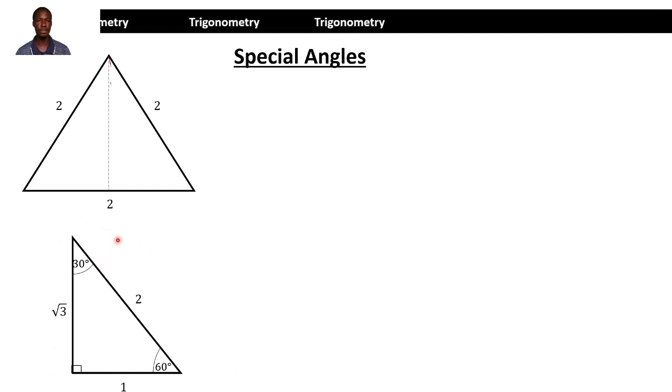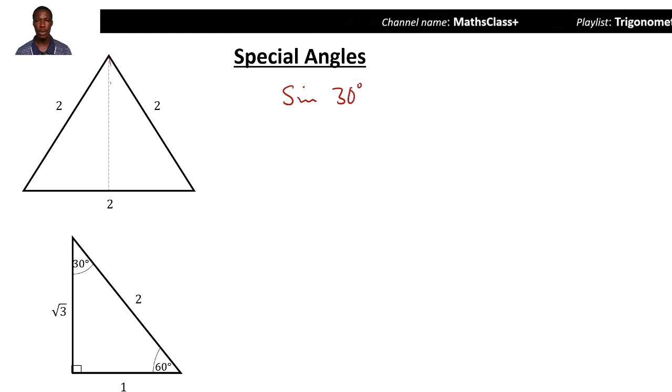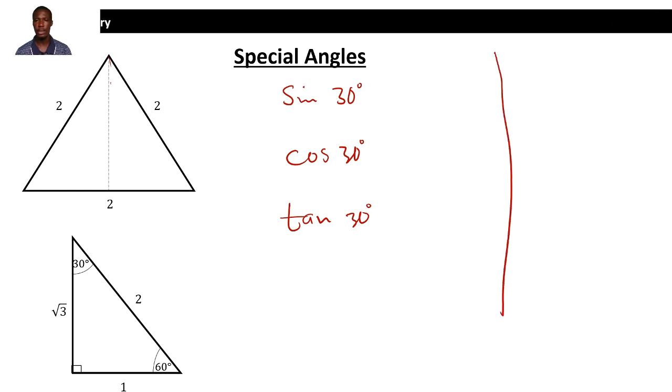So the special angles we are going to deal with will be angle 30 degrees and angle 60 degrees. So what will be their values in sine, cosine, and tangent? So we are looking at sine 30 degrees, cos 30 degrees, and then tan 30 degrees. After which we will also look at sine 60 degrees, cos 60 degrees, and tan 60 degrees.